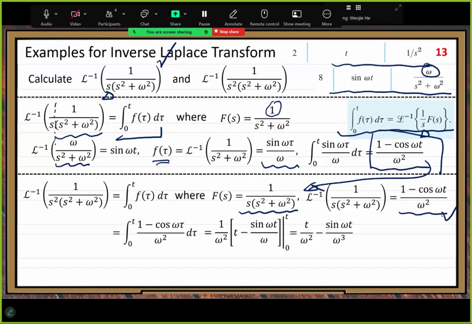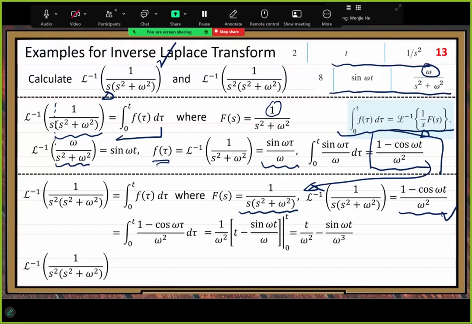Look at these examples. You need to do some calculation. Here you can see, other than algebraic operations, you need to calculate an integral. You need to calculate the integral here.